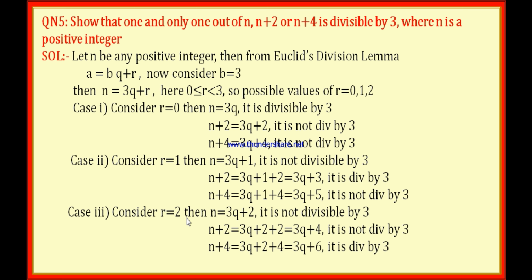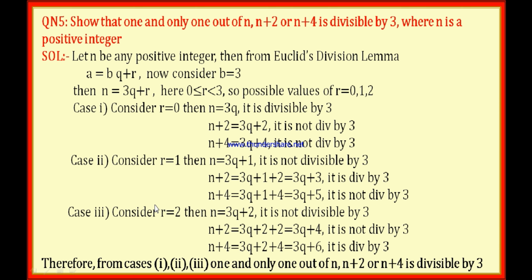Therefore when r is equal to 2, n is not divisible by 3, n plus 2 is not divisible by 3, and n plus 4 is divisible by 3. Therefore only one of them is divisible by 3. Therefore in all the three cases, case 1, case 2 and case 3, only one value among n, n plus 2 and n plus 4 is divisible by 3.